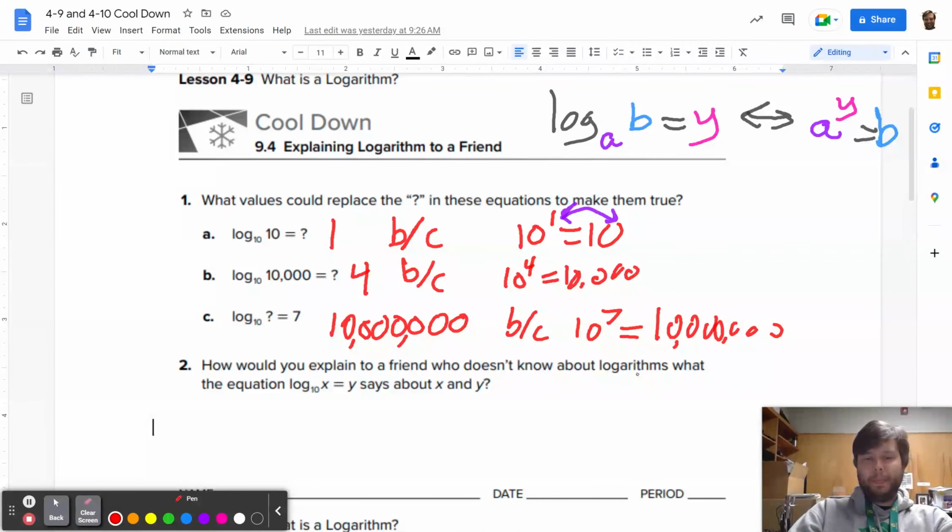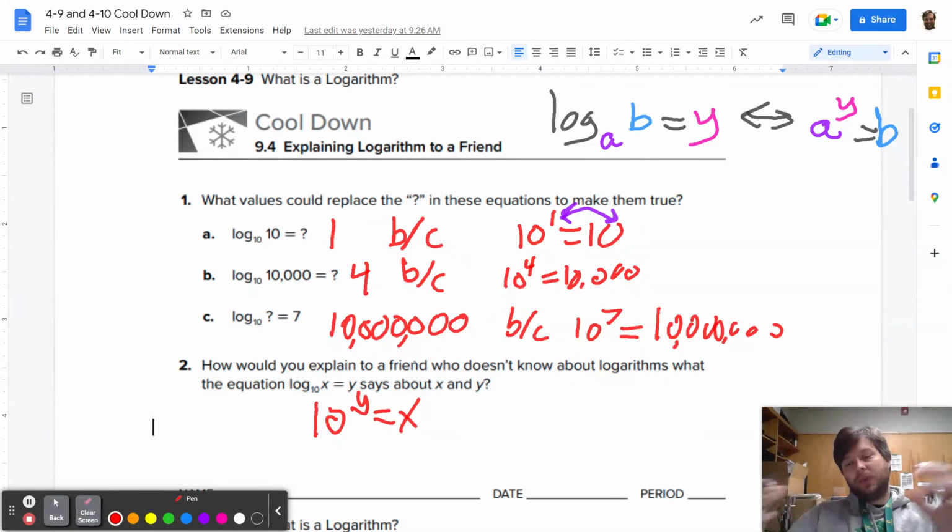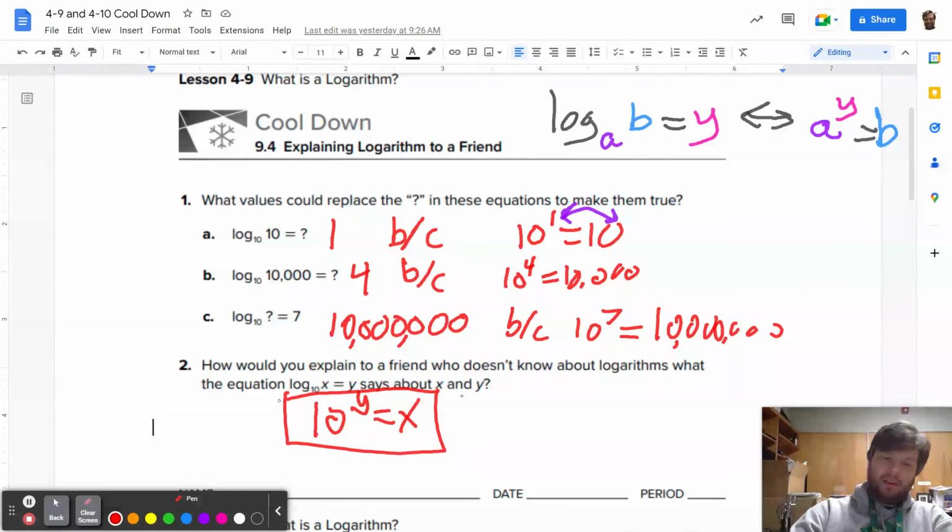after it. So how would I explain to a friend who doesn't know about logarithms what the equation says? The equation says 10 to the y power equals x. Another way that might help you is to think of a logarithm as asking you a question. The logarithm asks, what power of 10 is x? And you can see how that question is the same as the statement I wrote there. What power of 10 is x? Okay, so that's the first part of the cool down.